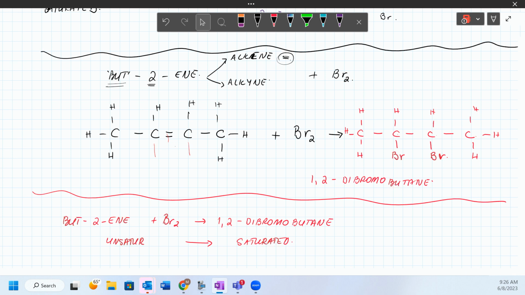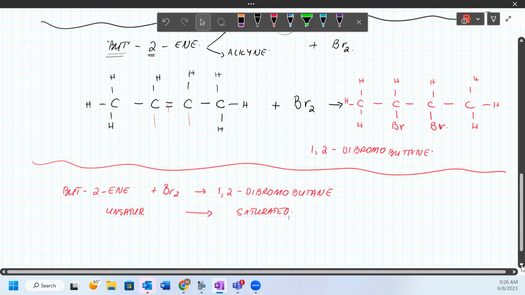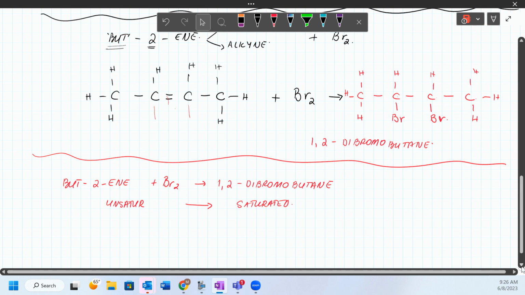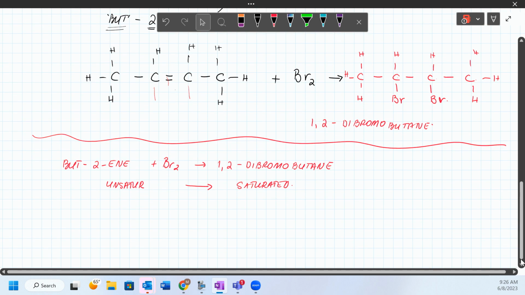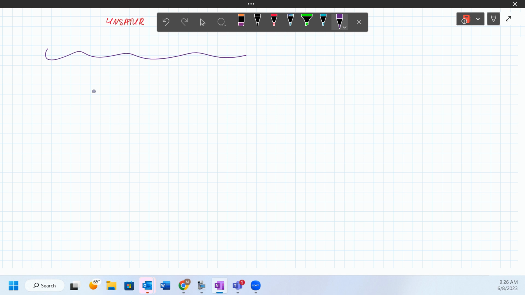Okay, makes sense? So let's see now if it is reacting with HX, where X is a halide. So we'll stick with butene just so that we make a point on it. And it is important when it is reacting with HX, where X is a halide, to watch for the isomers. Okay, so we'll see what I mean by this.